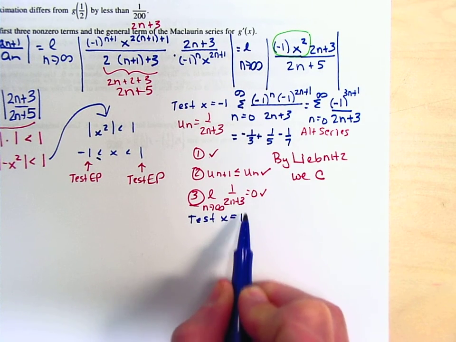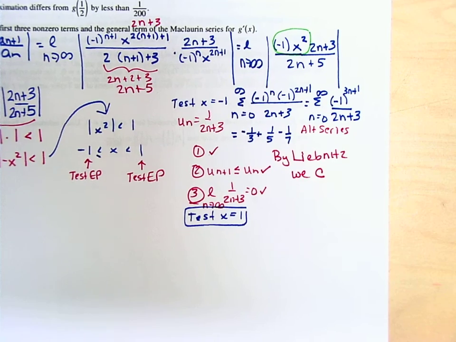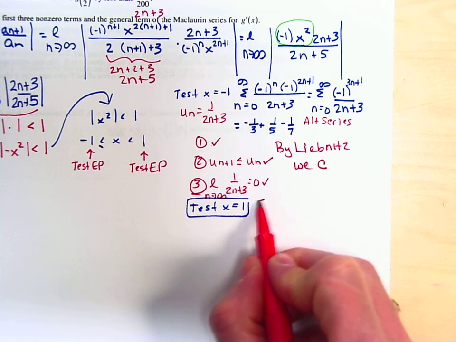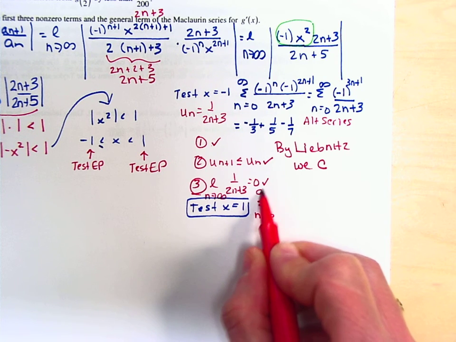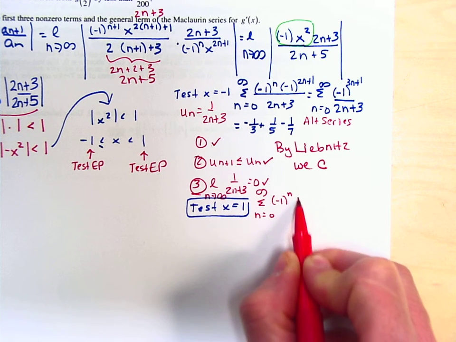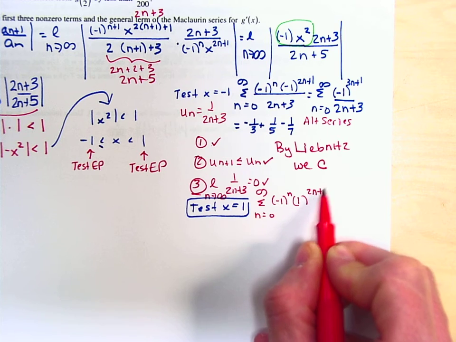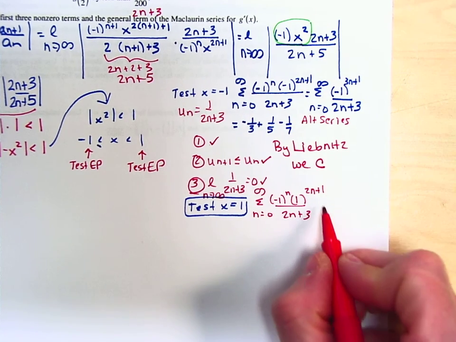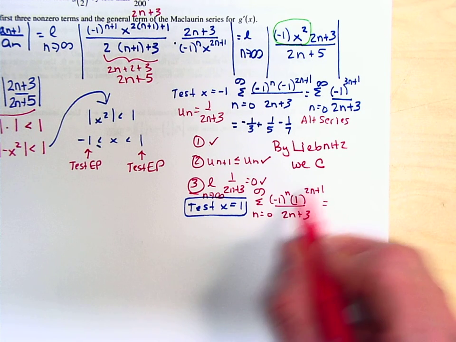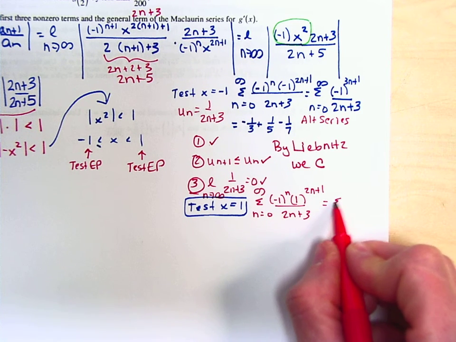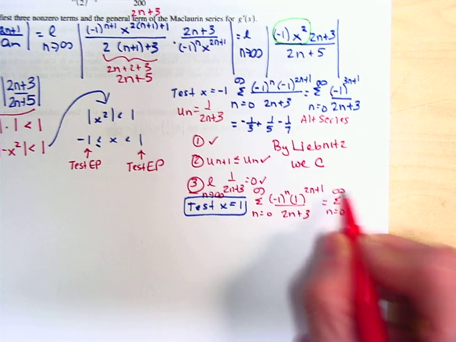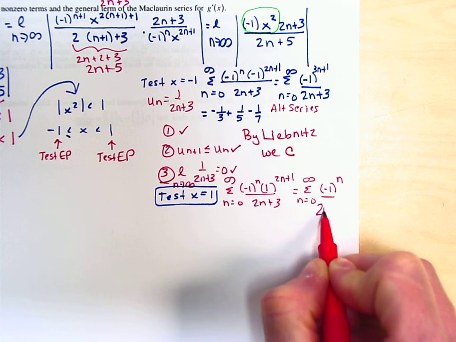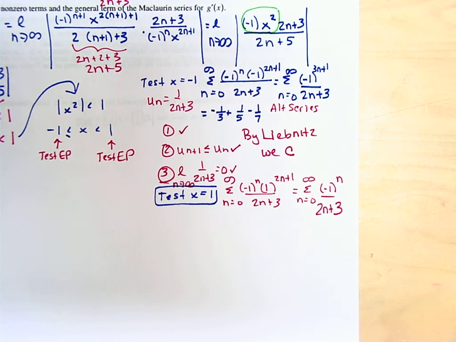Test x equals 1. So this time we are going to rewrite our series. This time it's 1 to the 2n plus 1 over 2n plus 3. And 1 to any power is just what? 1. So I can remove that. And all I'm left with is -1 to the n over 2n plus 3.